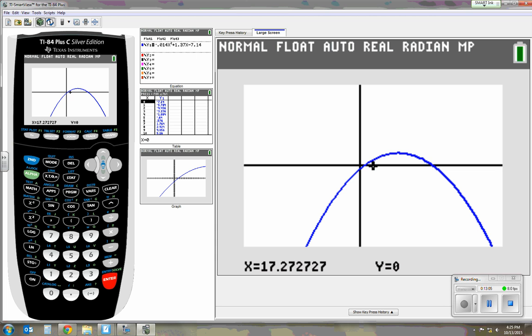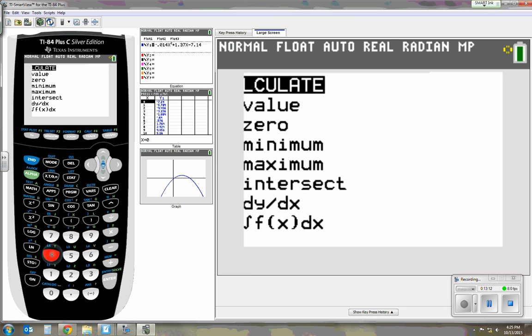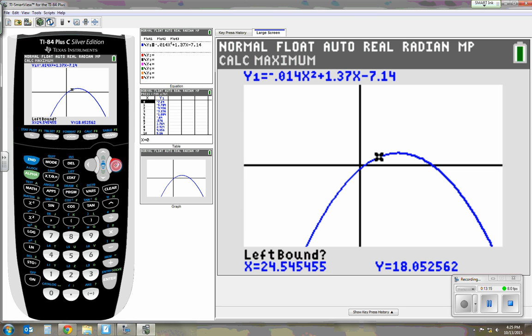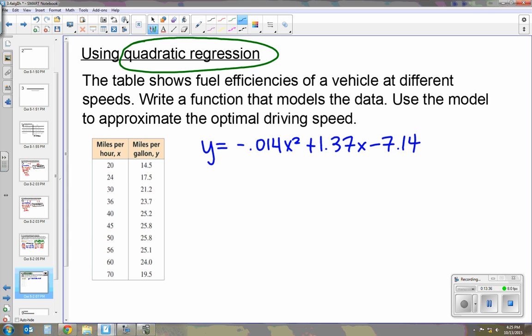So what we need to do is find the x value of the vertex, which is our maximum. So we're going to second trace, and of course maximum, which is 4. And we have to get our cursor to the left of this, to the right of the vertex, and then we are going to guess. Okay, and now we have found out that our maximum x value is about 48.9. So about 48.9 miles per hour is our optimal speed.